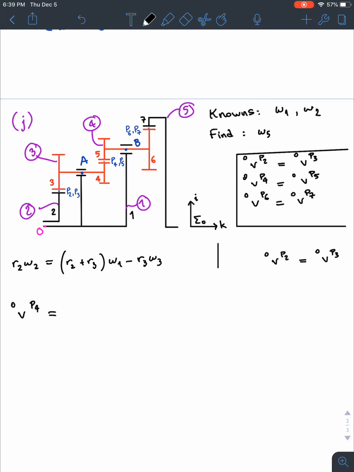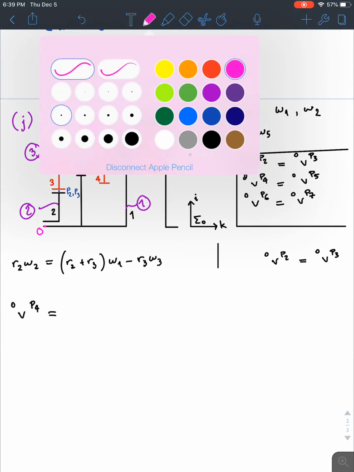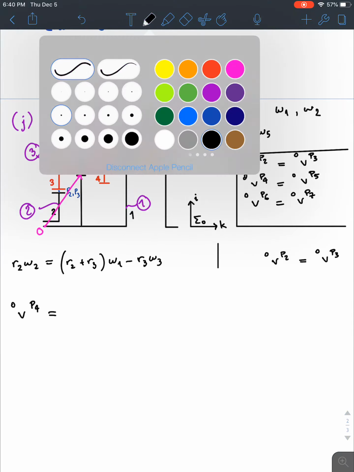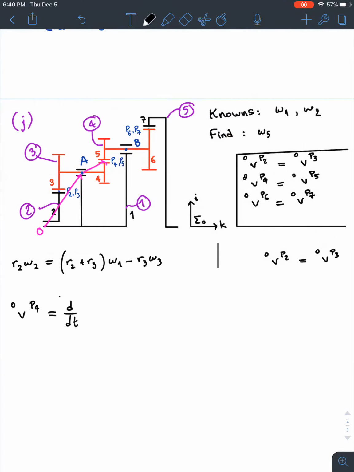So velocity of P4 in 0 is what? How do I compute that? Again, I need to go here and then there, right? And take the derivative of that sum of those two vectors, which is going to give me the derivative of R O to P4, pretty much. But I'm going to do it in two distinct steps. The first one is the derivative of R O to A plus the derivative of R A to P4.